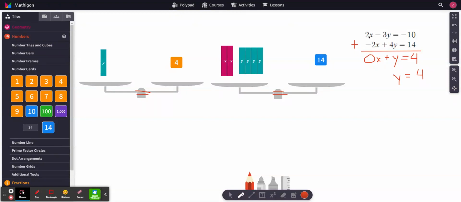And from here, I can go back. Maybe I do it in this equation here, negative 2x, just because my balance scale is still set up over here. So I'm going to do that. Negative 2x plus 4y, but I know what y is. I'm pretty sure it's 4. Equals 14.